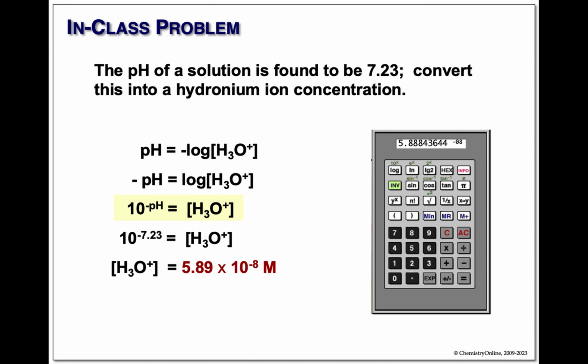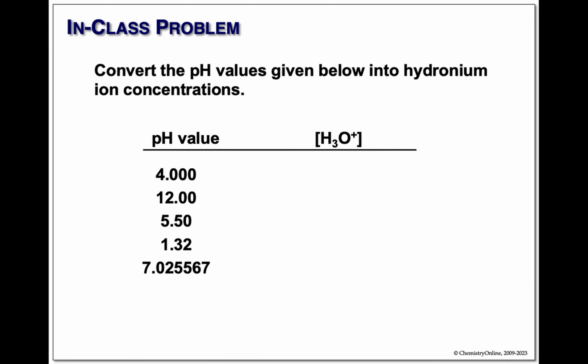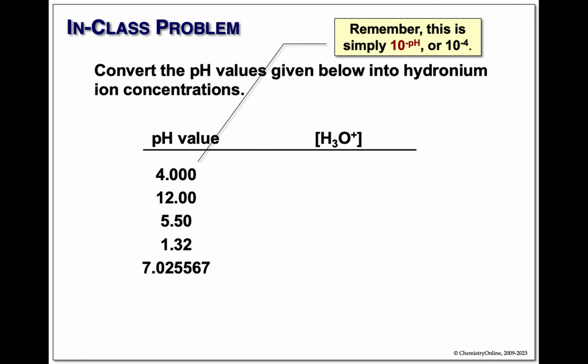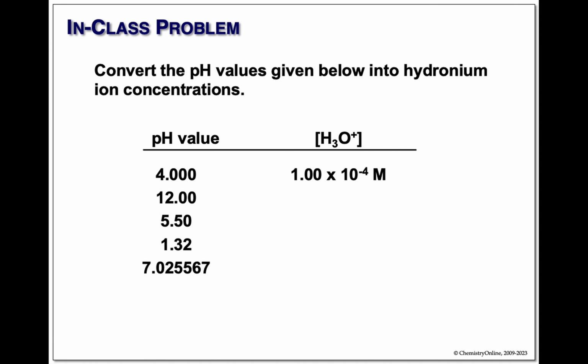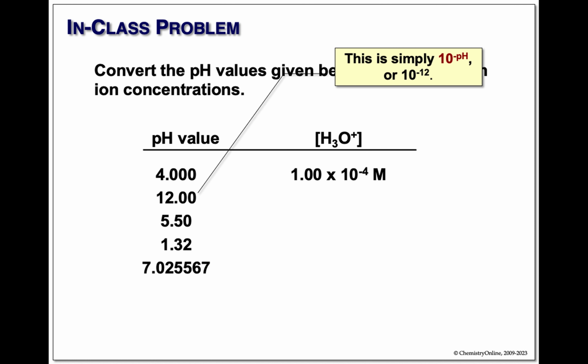All right, let's do a problem or two. If I tell you the pH is 4, what is hydronium? Well, 10 to the minus pH. You simply take 10 to the minus pH, substitute, is 10 to the minus 4. What is hydronium? 1 times 10 to the minus 4 molar. If our pH was 12, what would it be? We're going to take our pH value. It's going to be 10 to the minus pH. That's 10 to the minus 12. And that's our hydronium.